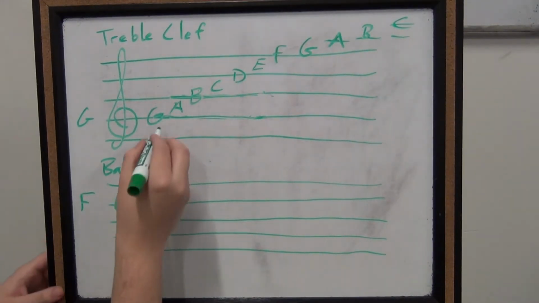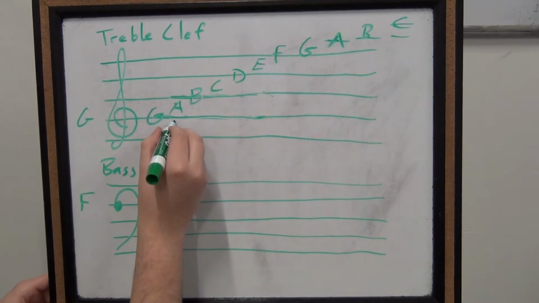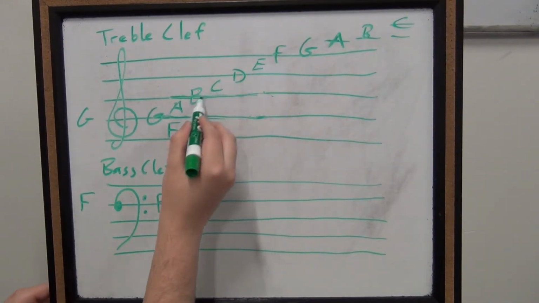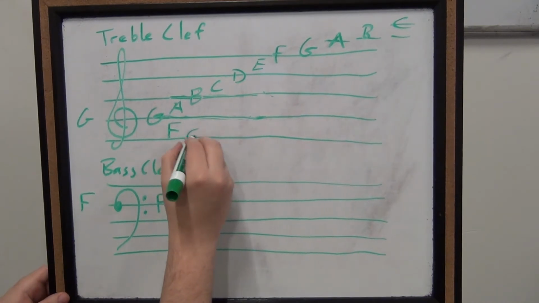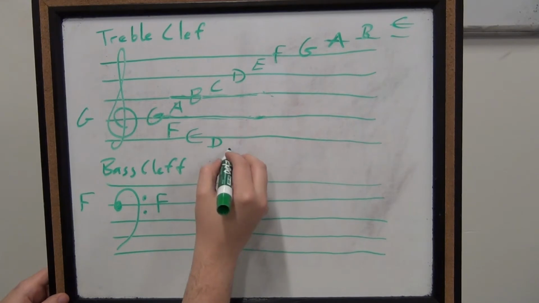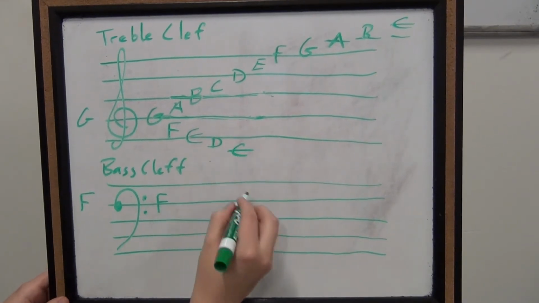Same thing if we go down. Below G would be F. So we're just going backwards through our alphabet now. G, F, E, D, C, B, A. So this would be an E, this would be a D, we get one last freebie here, and then we have to start drawing lines again. So that would be a C.